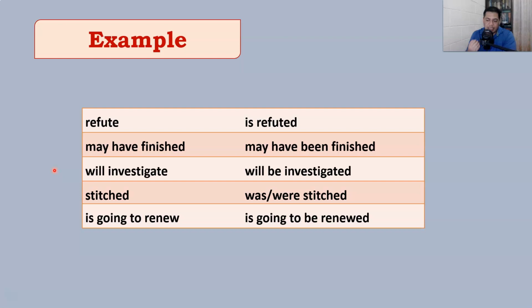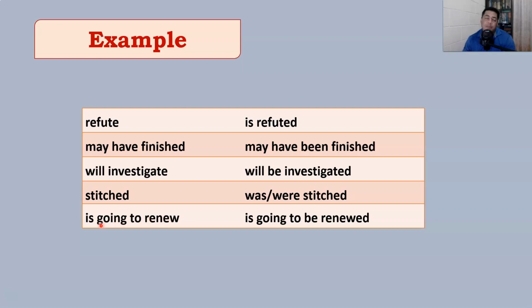Stitched is in the past, in the simple past. Excuse me. So I am going to use verb to be in simple past. I am going to say was or were, depending on the subject, okay? On the new subject that I am going to be using in passive voice, okay? Remember, there must be a subject-verb agreement. And the form of was or were is going to depend on the new subject. So I say was or were, and the past participle of stitched, which is stitched. Is going to renew. I am expressing future with going to.